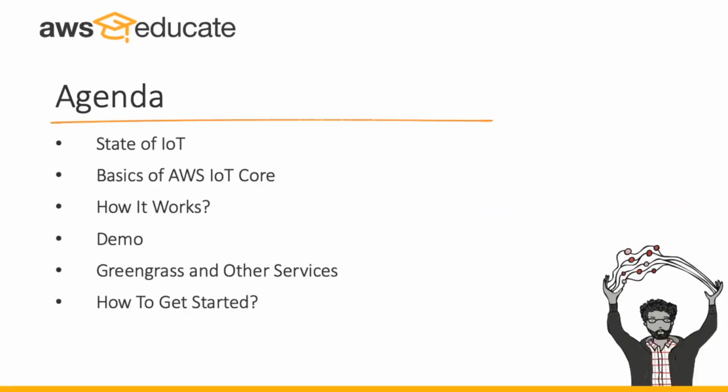Today's agenda will cover the current state of IoT and how it's used. We'll cover the basics of AWS IoT Core, one of our services on the AWS environment, how the platform works at a high level, a basic demo of how it all fits together, an introduction to our other IoT services, such as Greengrass, and lastly, we'll be providing some links and resources regarding how to get started with AWS IoT.